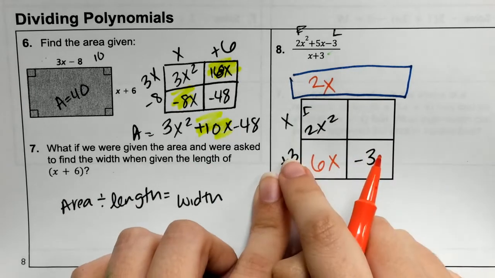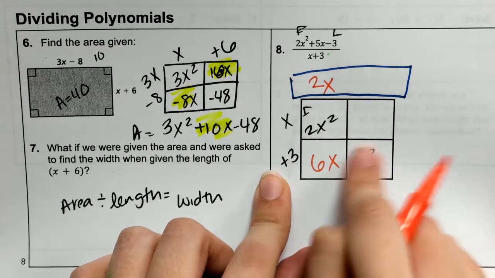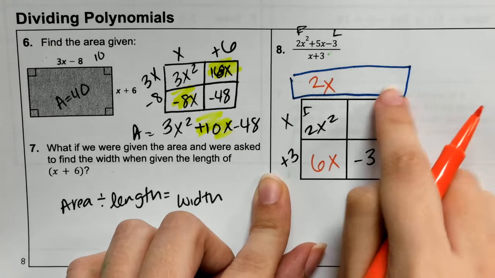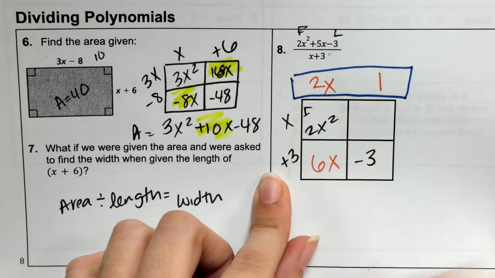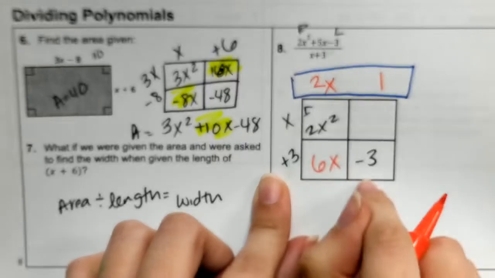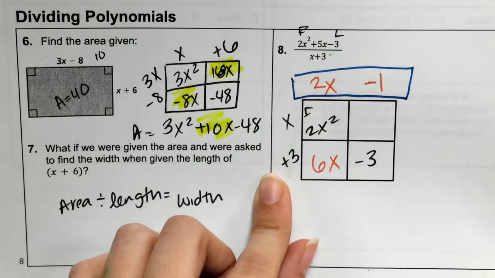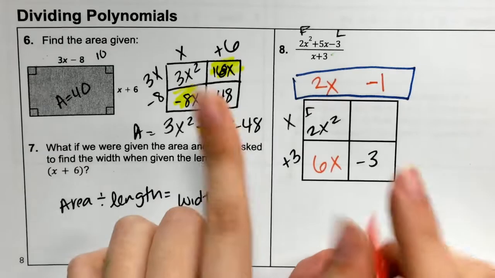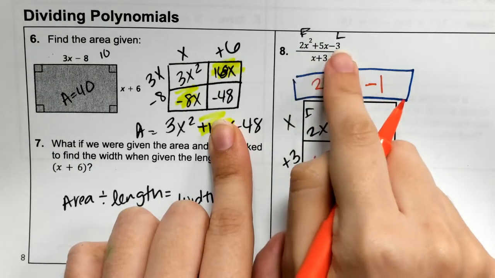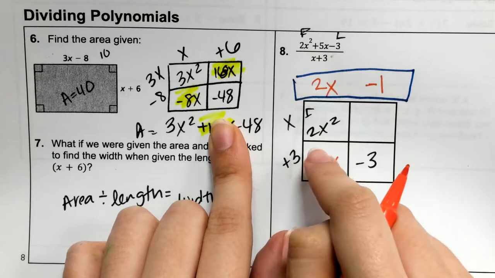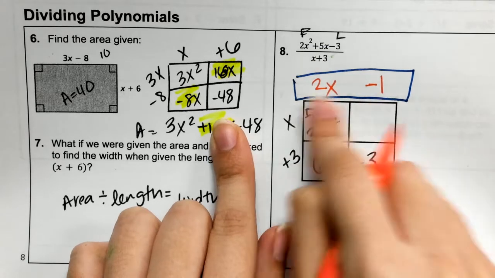Then you say, okay, this is 3, and I know it gets multiplied to be negative 3. 3 times what is negative 3? Well, the number is going to stay the same, so I'm going to use a 1, but it becomes negative. So a negative 1. So this is my answer: 2x squared plus 5x minus 3 divided by x plus 3 is 2x minus 1.